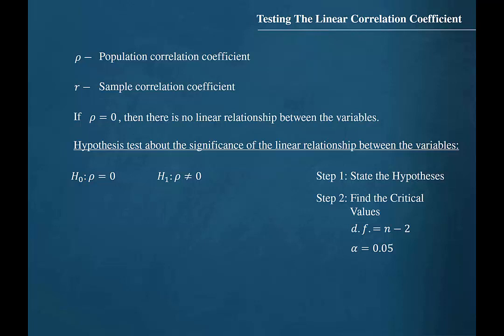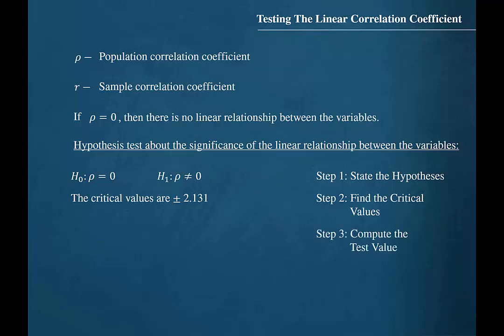Alpha equal to 0.05 is very commonly used as a level of significance in this type of test and is what we will use for this example. The critical values are plus or minus 2.131. You can review the process for using the t-distribution for finding critical values in the videos for Chapter 8.